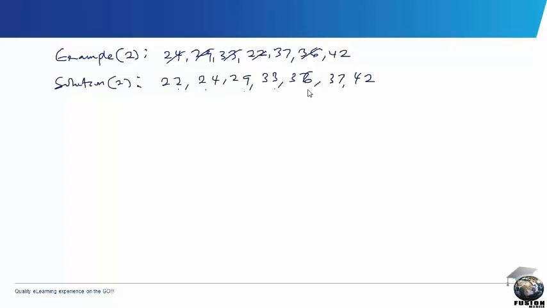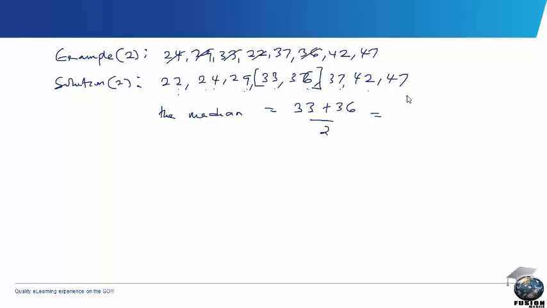So you have 1, 2, 3, 4, 5, 6, 7. Okay, you have 7 numbers. Alright, so let me include another number, 47. So we make it 8. So we have 1, 2, 3, 4, 5, 6, 7, and 8. Alright, two middle numbers are 33 and 36, because if you make them the middle numbers, the numbers will be divided into 2, with 3 on the left and 3 on the right. And so the median at this point will be the average of the two numbers, that is 33 plus 36 divided by 2, which will give us 69 over 2, which is equal to 34.5. So this is the median.